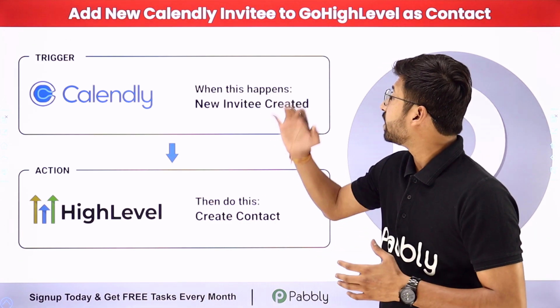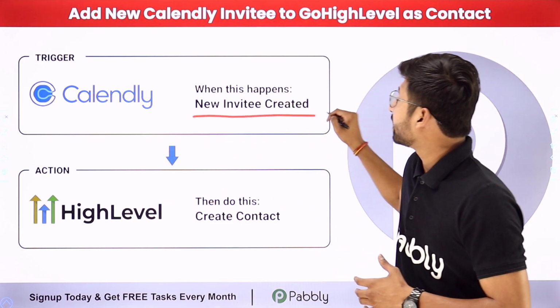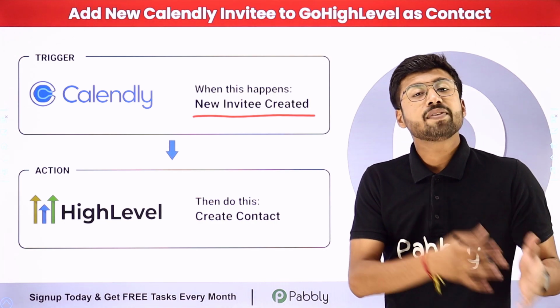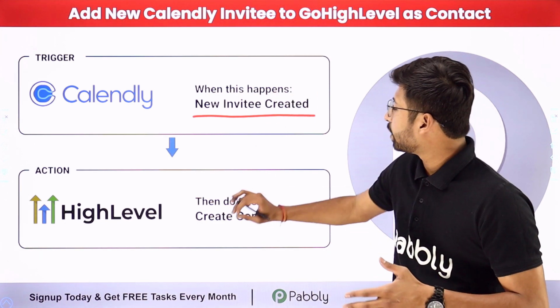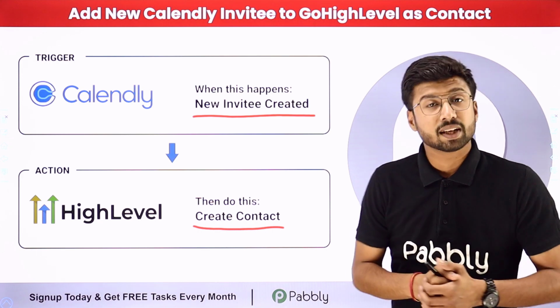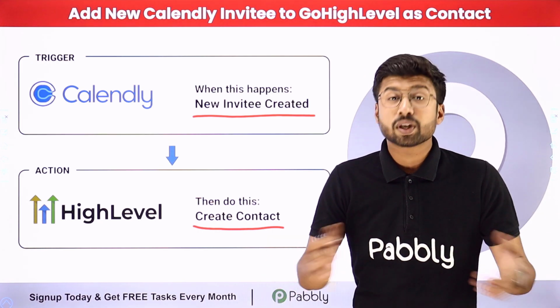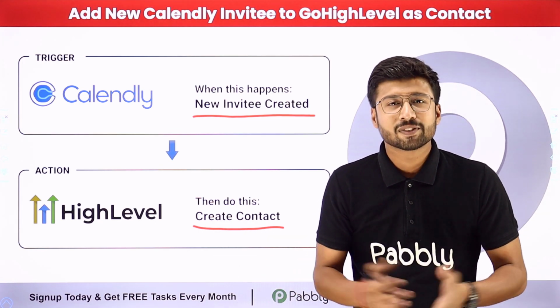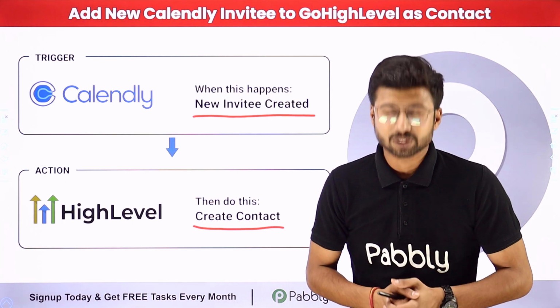In this automation, whenever a new invitee is created in our Calendly account, automatically with the same details, the same person will be added as a contact in GoHighLevel. Now, if you want to learn how you can set up this automation all by yourself, for that you just have to come with me to my screen.